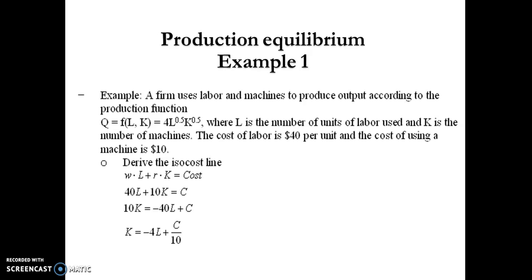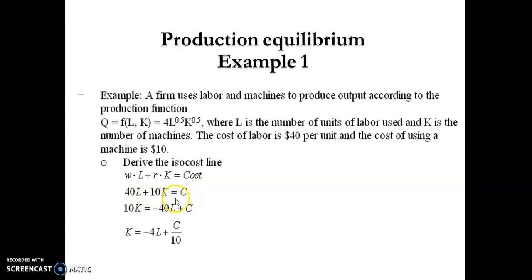You're also told that the cost of labor, so your wage rate, is 40, and the cost of the machinery is $10 per unit. So to derive your isocost line, what you have is the cost of labor, which is W, and the cost of capital, the rental rate, which is 10. That is the only information you have. So your isocost line is 40L plus 10K, and it is equal to C. We were not given your total input cost.